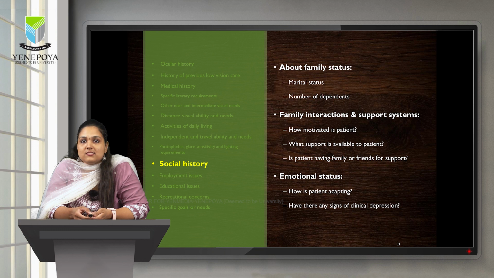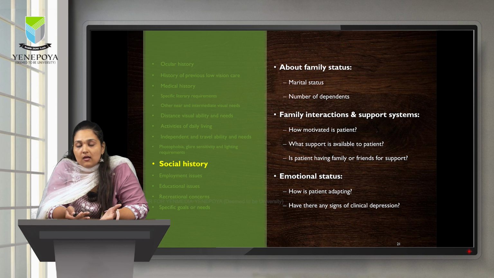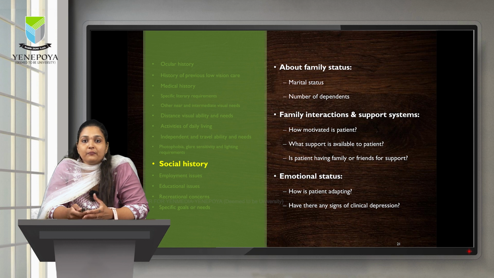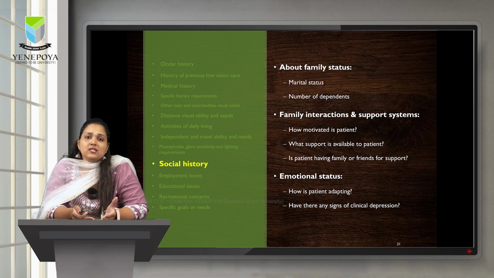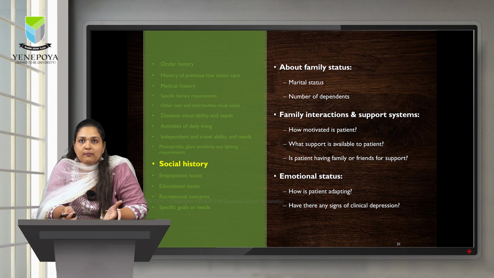Next is social history, how they are with their family members. First is about his family status, marital status, whether the patient is married or not. If married, how helpful the wife is, or because of this low vision condition his wife has left him or the husband has left her, or how many dependents are there in the house. For example, mother, father, wife, brother, there may be many people to help him, or nobody in his house to help him or her.